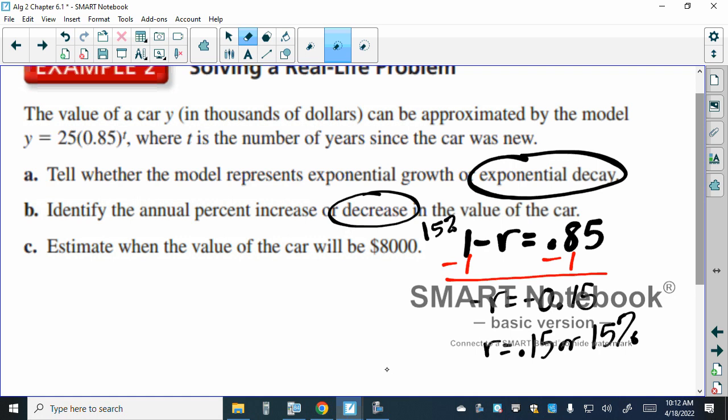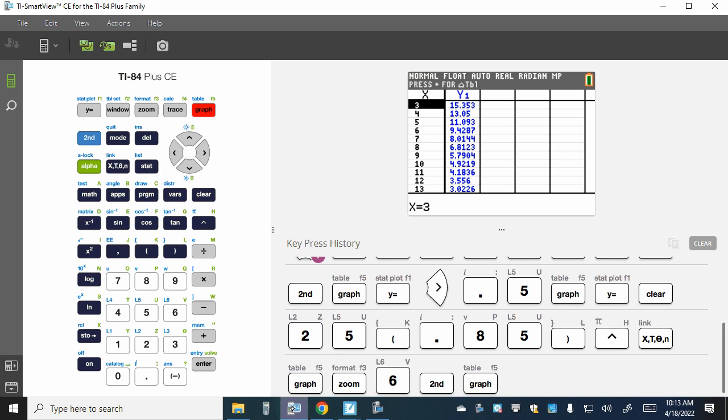Let's look back at what this says. The value of the car, y, in thousands of dollars can be approximated by this model. So the 25 is not 25, it's 25,000. So I'm not looking for 8,000, I'm looking for 8 because it's defined in thousands. So when I look at this table, when x is 3, that's not 15.353, it's 15,353.